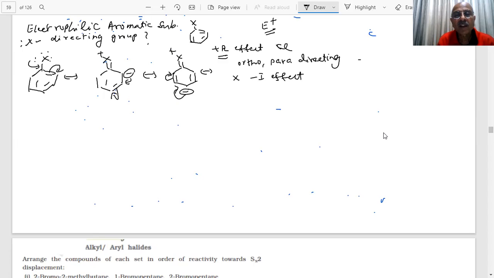Therefore, it will act as a deactivator. It will deactivate. Electrophile is coming positive. More electron density is required, but due to minus I effect, student, it withdraws the electron density. Therefore, the reaction will be slower because of the deactivation by the minus I effect of the halogen. Everything we have to explain, student, in the paper.